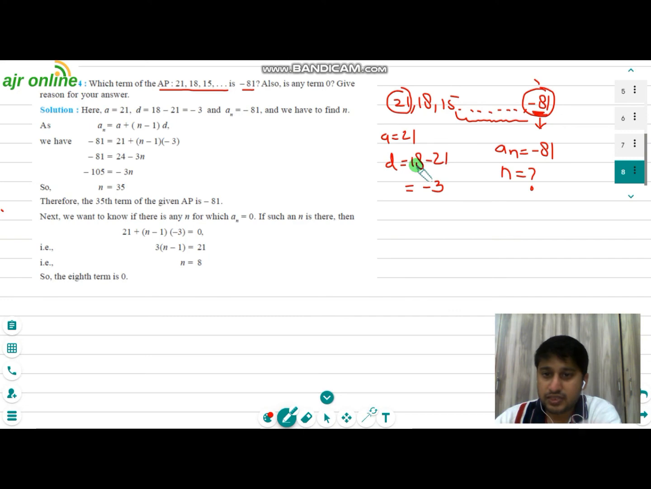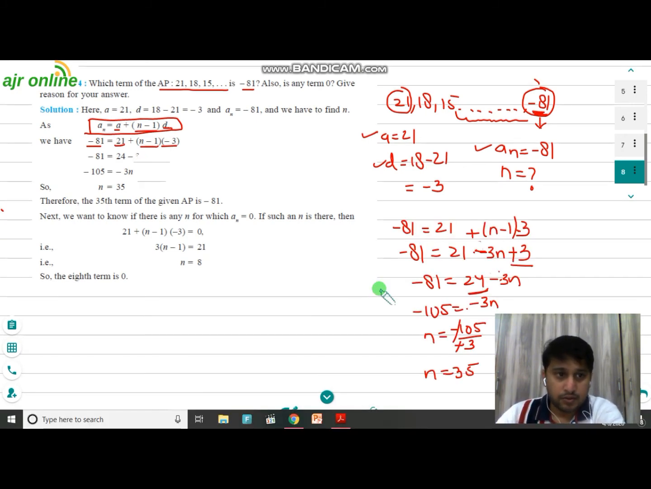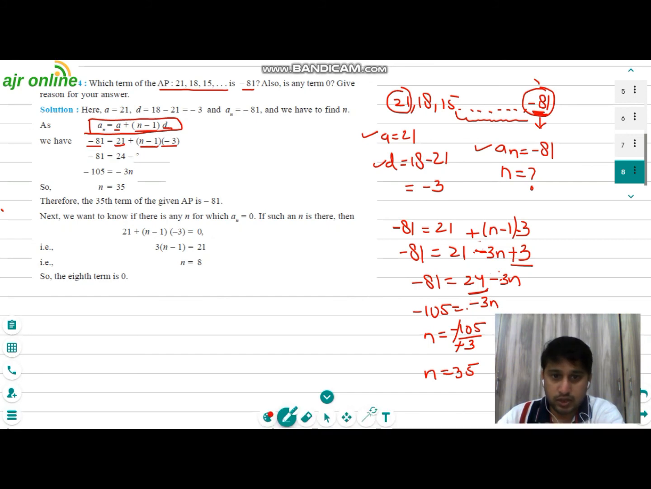So it is a very easy question now. an you know, a you know, and d you know. Just this is the formula: an is equal to a plus (n minus 1) d. So an is minus 81, a is 21, n minus 1 we have done, and then d is minus 3. So let's see how they have solved it.